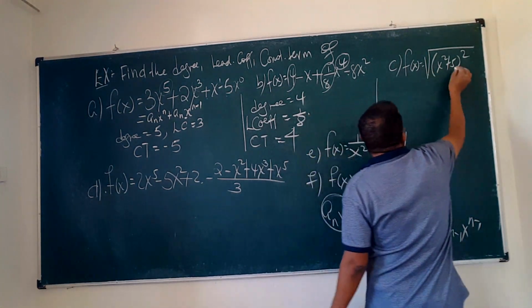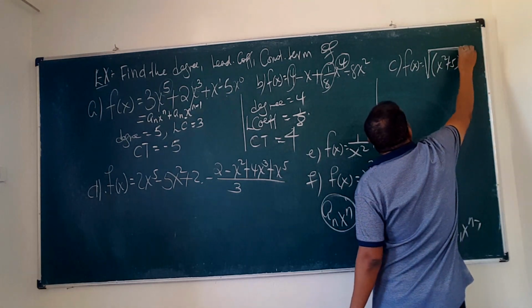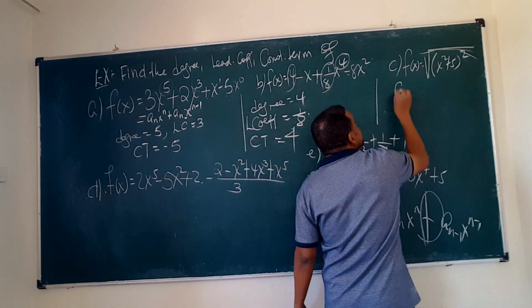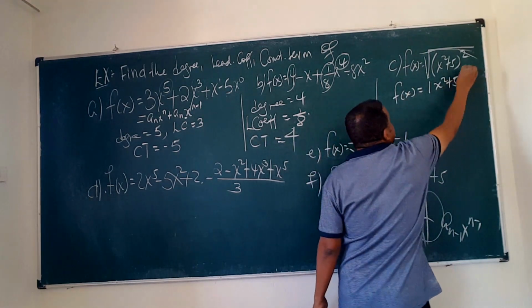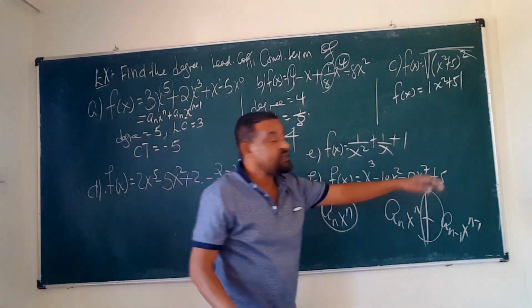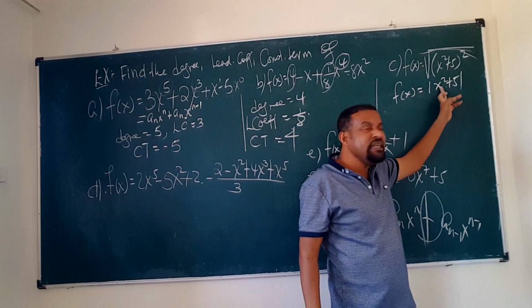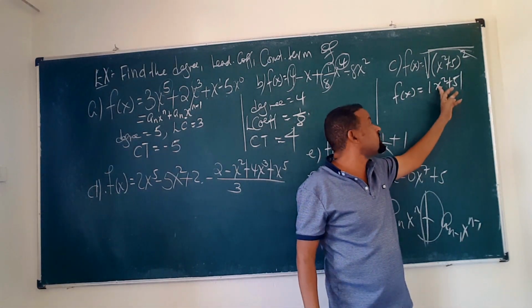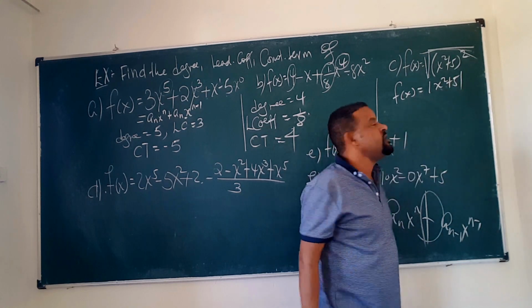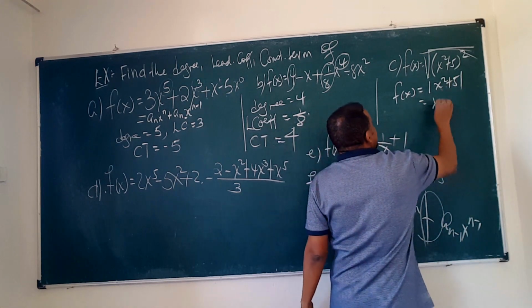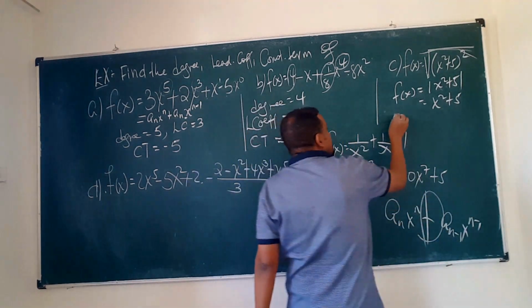In the third case, look, it is inside a radical. Here there is a whole square under the radical and here there is addition. The radical and the square cancel, so f of x becomes the absolute value of x squared plus 5. Remember that x squared plus 5 is always positive, because x squared is always positive, and positive plus positive is positive. So the absolute value is not needed, and this becomes x squared plus 5. So it is a quadratic function.